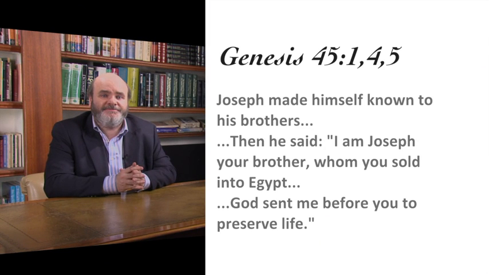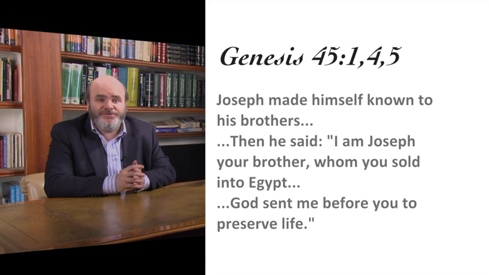When he was 39, which was in the 2nd year of the famine, after he had tested his brothers to see if they had a repentant heart, and that they had truly changed, Joseph revealed himself to his brethren. And we see this in Genesis 45 verse 1. And he said this, "I am Joseph your brother, whom you sold into Egypt." Verse 4. Adding that God had used his sufferings to save many lives.